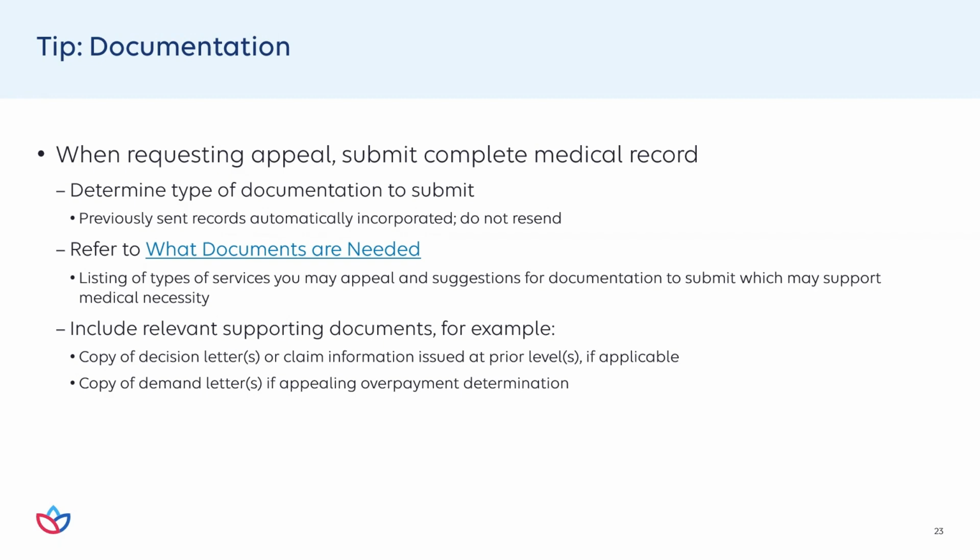In addition to supporting documents, you also want to include a copy of the decision letter or claim information that was issued at any prior level of appeal, if applicable, and a copy of demand letters if you're appealing an overpayment determination.